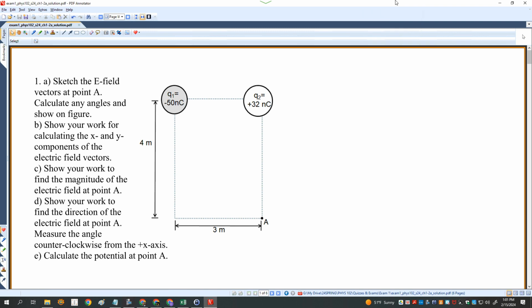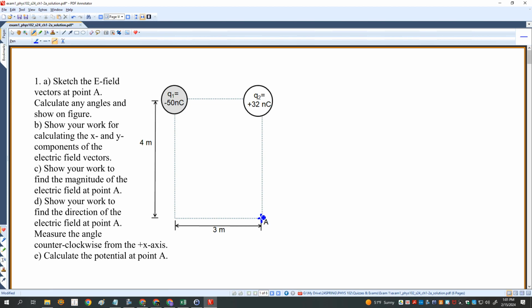All right, this is exam 1 for spring 24. First, the free response. I want you to sketch the E field vectors, the electric field vectors at point A, and then show any angles. So remember, for the electric field, we're imagining that there is a positive charge right here.